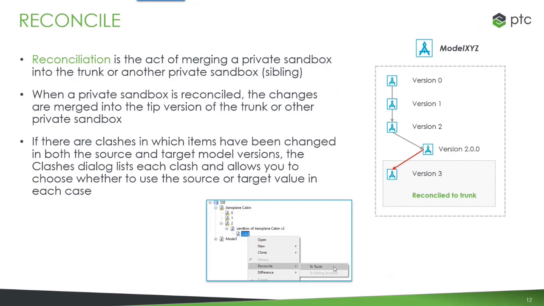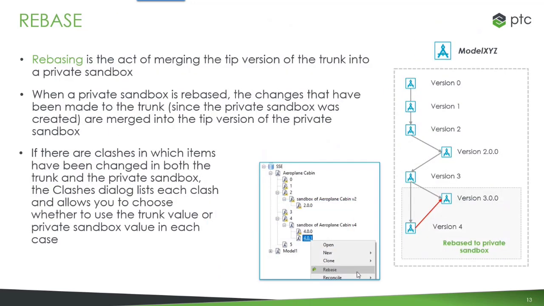If there are any conflicts or clashes, so if there have been changes of the same item in both the trunk and the sandbox, then there's a dialog that Modeler shows that lets you choose which change to accept. So it manages any collisions or conflicts during that merge. This is a really powerful capability that we don't tend to offer in data management tools. So users can take advantage of it and it really helps them with concurrent engineering and good process and best practice application.